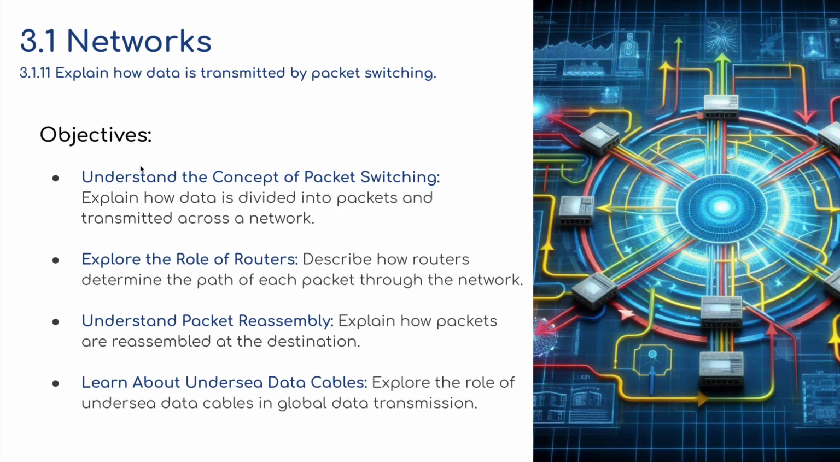The objective is to understand the concept of packet switching. We're going to explain how data is divided into packets and transmitted across a network. We've done a little bit about this before. Explore the role of routers. Describe how routers determine the path of each packet through the network. Understand packet reassembly. Explain how packets are reassembled at the destination.